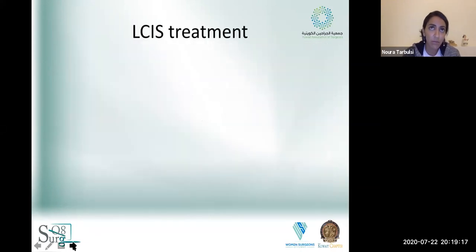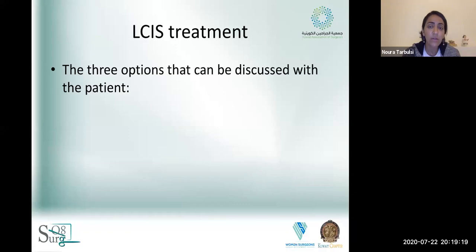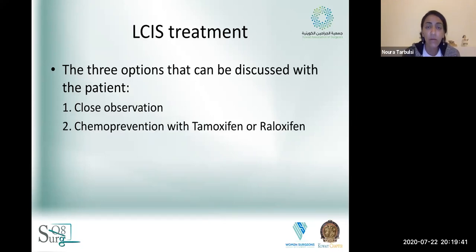So once classic LCIS is diagnosed, we have three options to discuss with the patient. The first option, and it's the most common one that we use, is close observation. If you're dealing with an educated patient who is committed to their annual follow-up, who understands what this condition is and what the risk is, then yes, close observation is a good option. The second is chemoprevention. We call it chemo prevention, but it's not actual chemo, it's just prevention using medications such as tamoxifen or raloxifene.